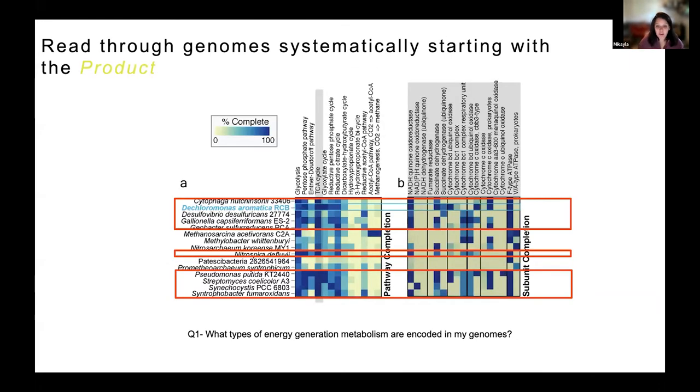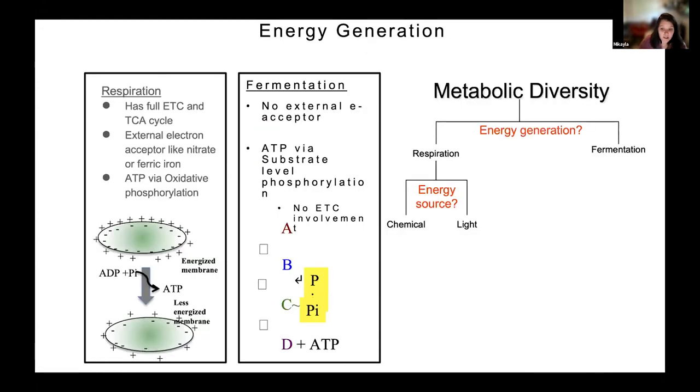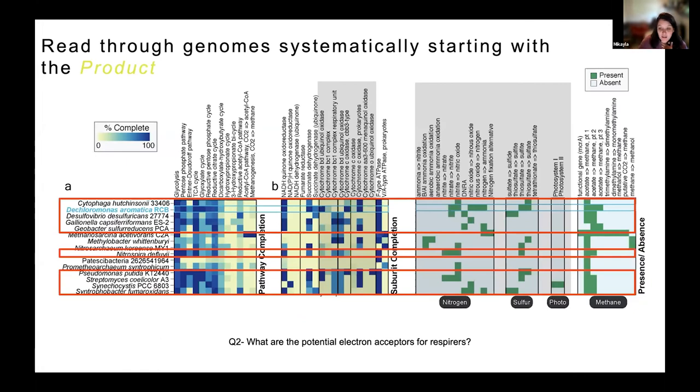And so if we go back to our product for the 15 genomes we care about, we can see that 10 genomes have the potential to respire. Here's the TCA cycle, and you can see the percent completion here. Here is the NADH dehydrogenase, and then the different cytochromes. Then of the organisms that can respire, you next want to know what is their energy source. This can be a chemical or light energy. We can, again, look at this information in the DRAM product right away. We can see specific things for oxygen, nitrate, sulfate, and photosynthesis.